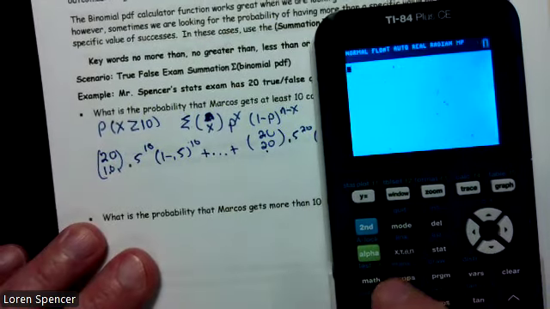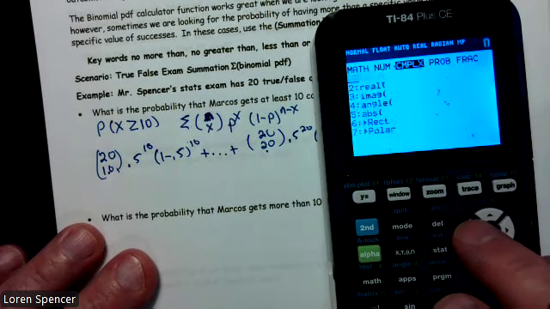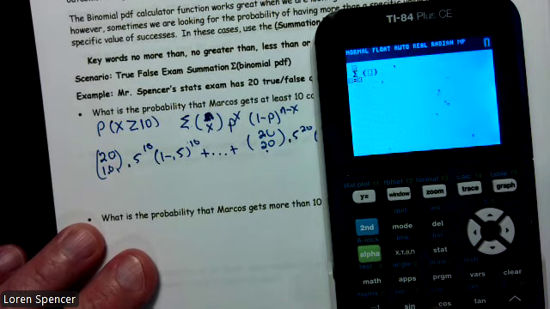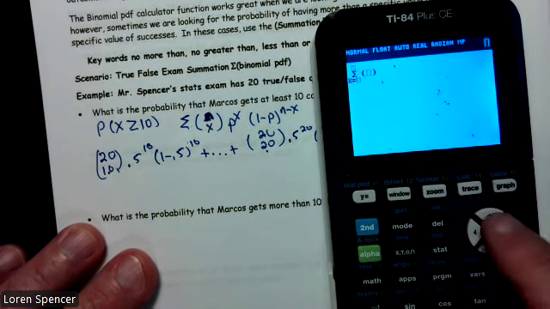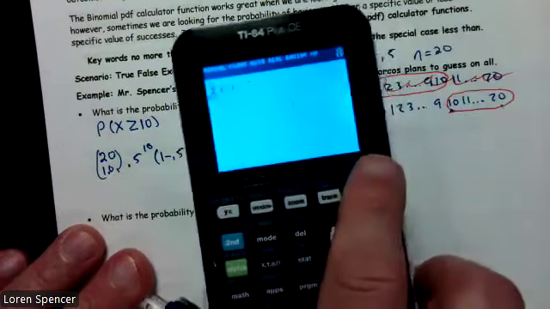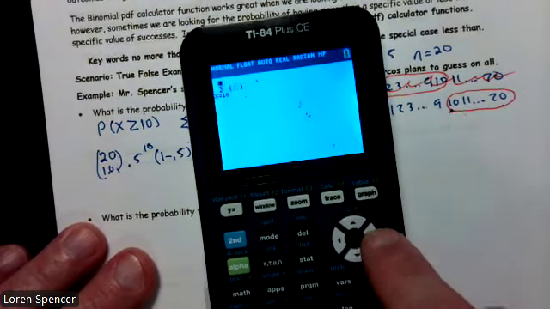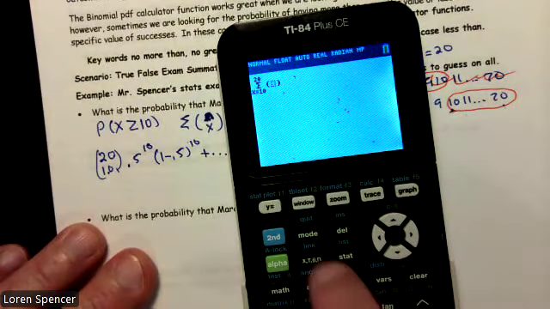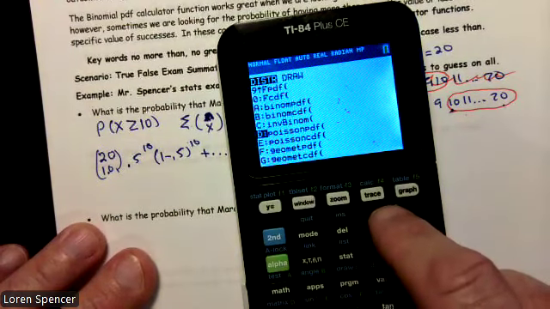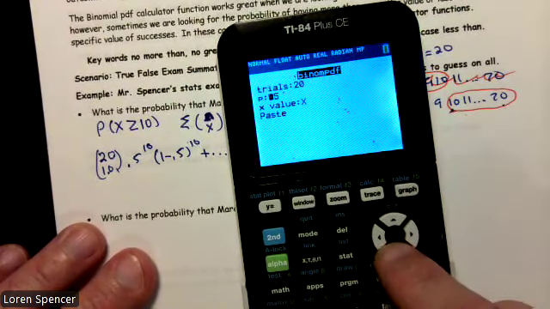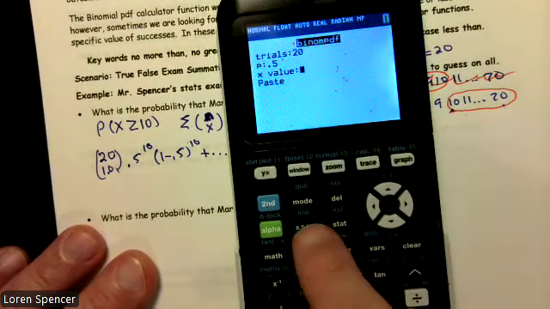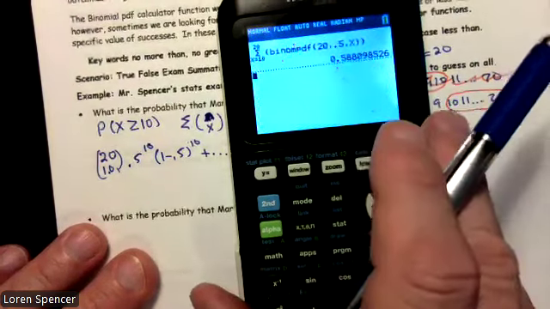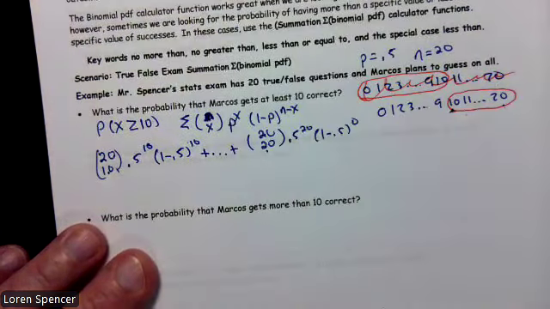So math, summation, x, x, lowest value circled was 10. Highest value circled was 20. Second vars, binomial PDF, trials is 20, p is 0.5. That's the x. And remember, x is right here. And we have about 58.8%.